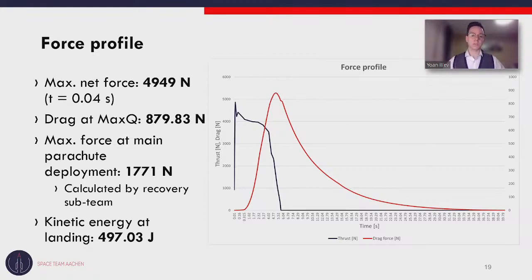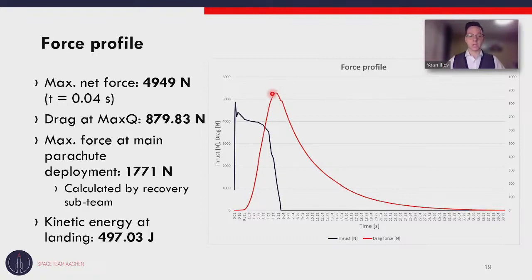So the maximum net force is achieved at the very beginning, with the blue line achieving almost 5,000 newtons, to be precise, 4,949 newtons at the very start of the burning time of the rocket. Do not get confused. The drag force is plotted on the right axis here, so it's not actually higher than the thrust. Then we accelerate and we reach our maximum velocity shortly before motor burnout. And shortly before we reach our maximum velocity, we reach the point of max Q, which is the point of maximum aerodynamic load the rocket experiences.